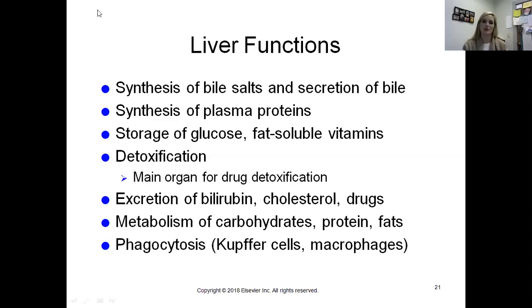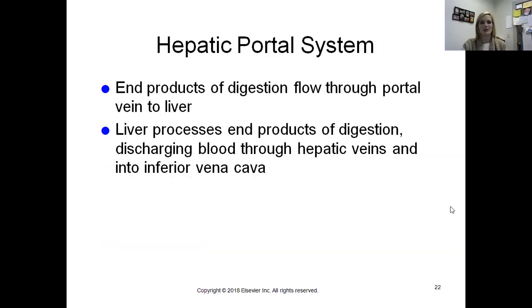Again, the main thing to really focus on is the word bile here. Because we're talking about digestion, it is important to be familiar with how important the liver is and what it does. We need it because of all of these different functions. But the main thing I want to focus on is its substance that helps with digestion, since we're talking about the digestive tract. So, bile. It is the hepatic portal system. End products of digestion will flow through the portal vein and go to the liver. The liver processes these end products.